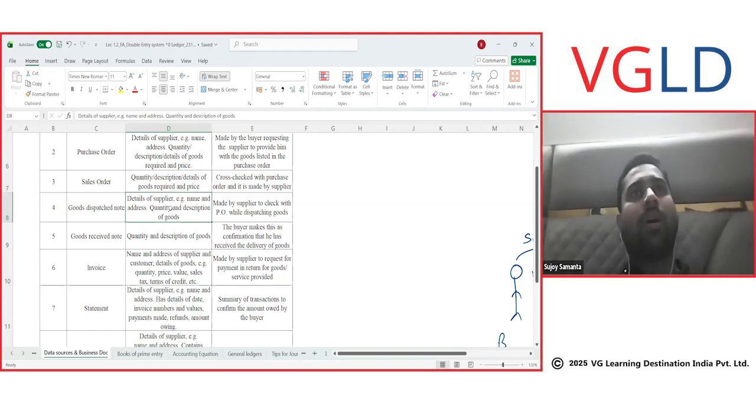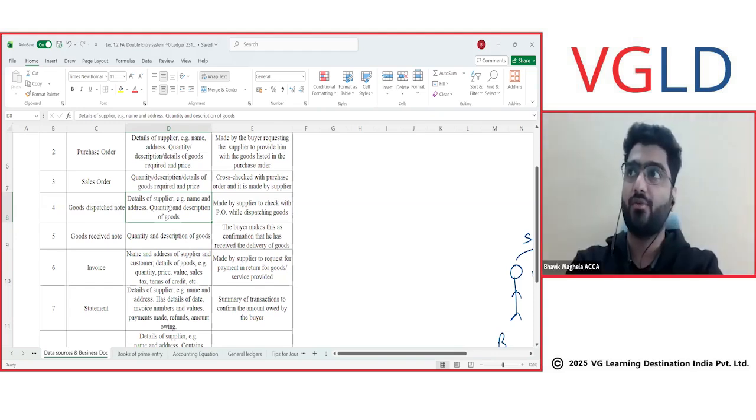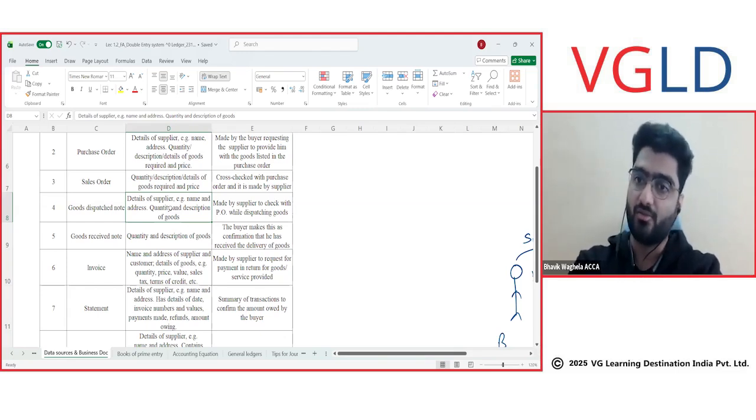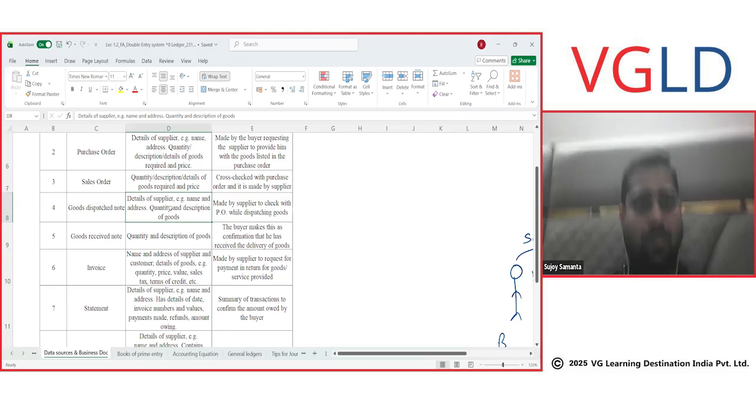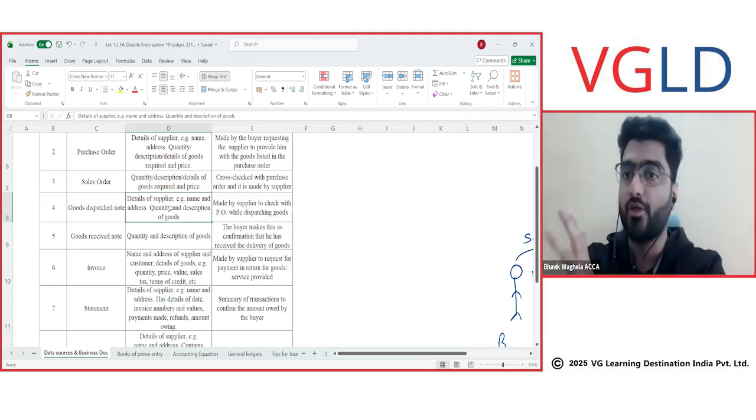So you mean to say GDN is like a challan? Not a challan, it actually includes the details. Yes, in common language we can say challan, goods dispatch note. It includes the details of all the goods that are being shipped, loaded onto the vehicle for transportation.